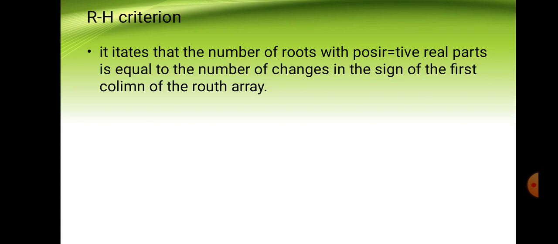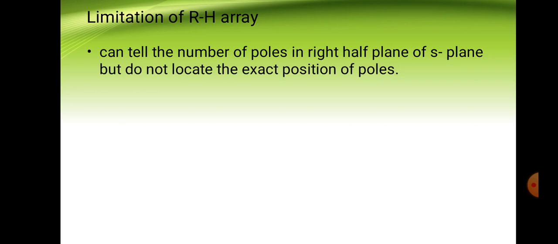RH criterion. It states that the number of roots with positive real part is equal to the number of changes in the sign of the first column of the RH array. Limitation of RH array: it can tell the number of poles in the right half of the S-plane but does not locate the exact position of the poles.